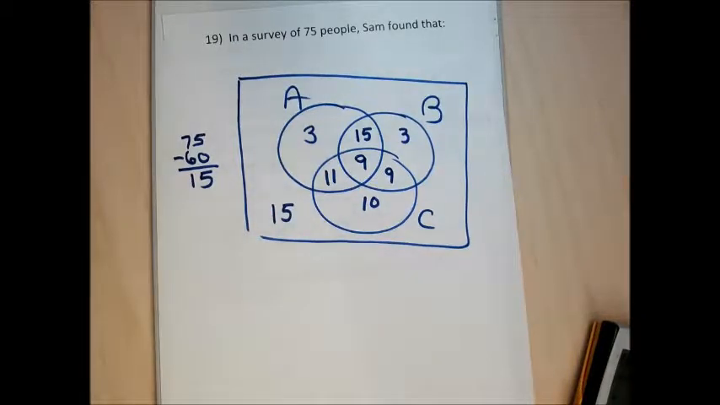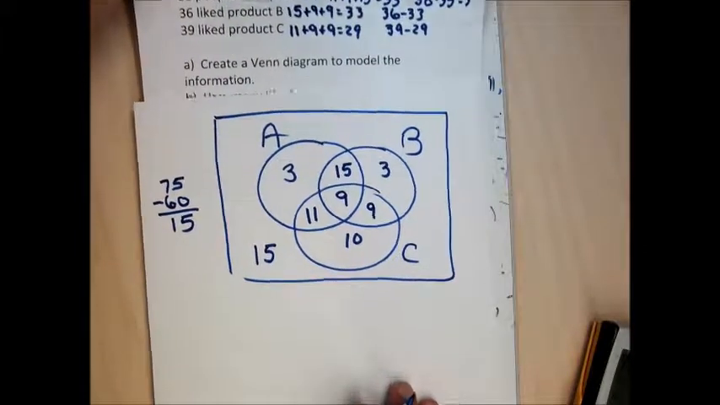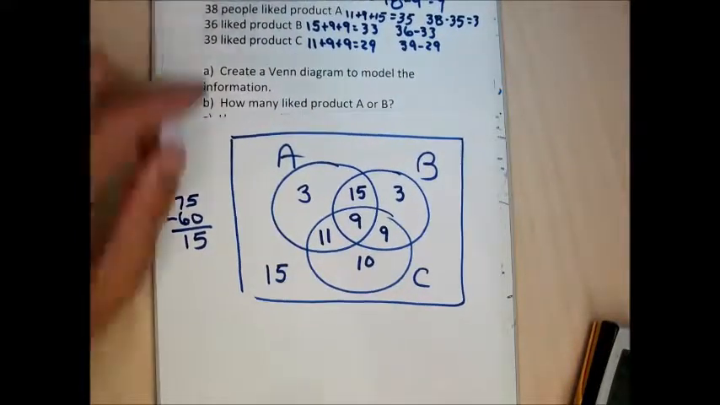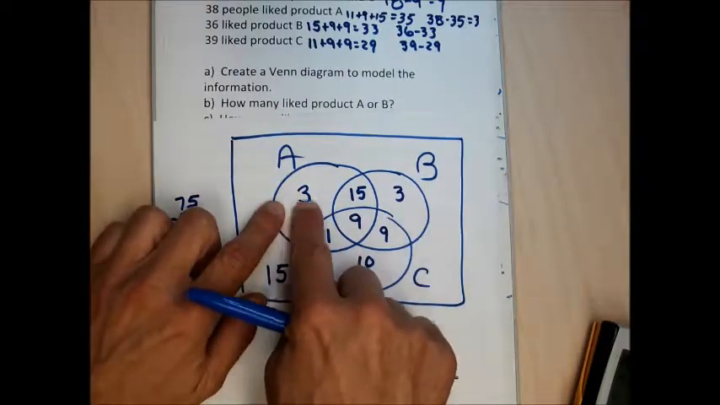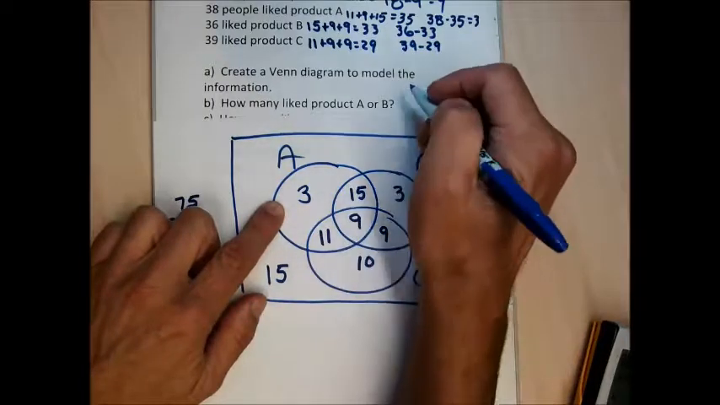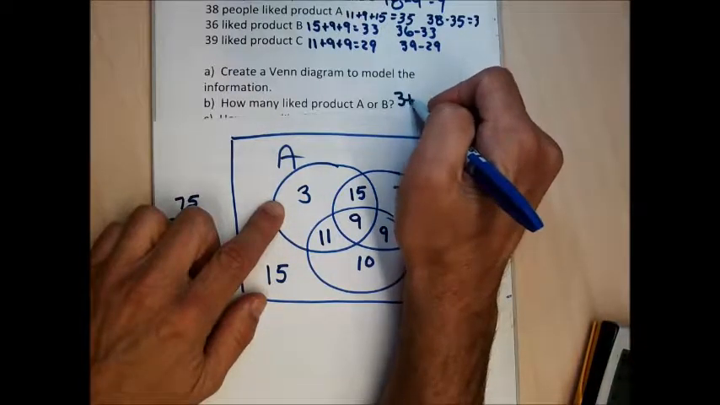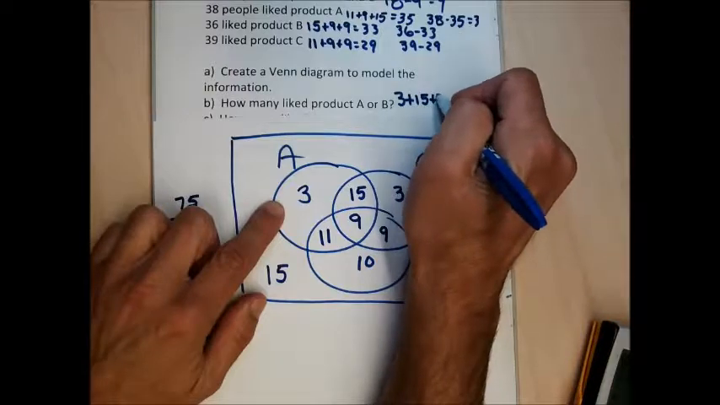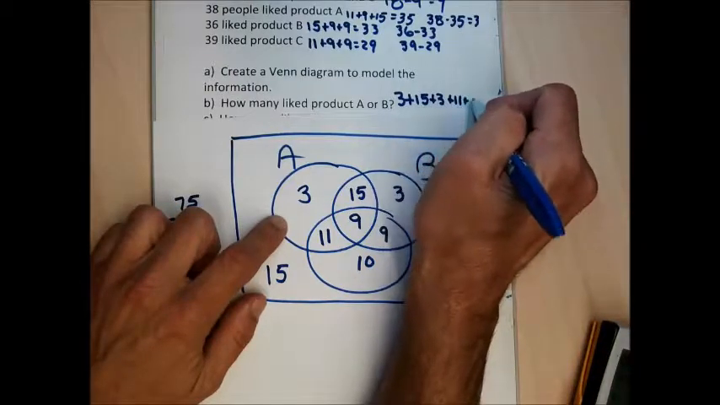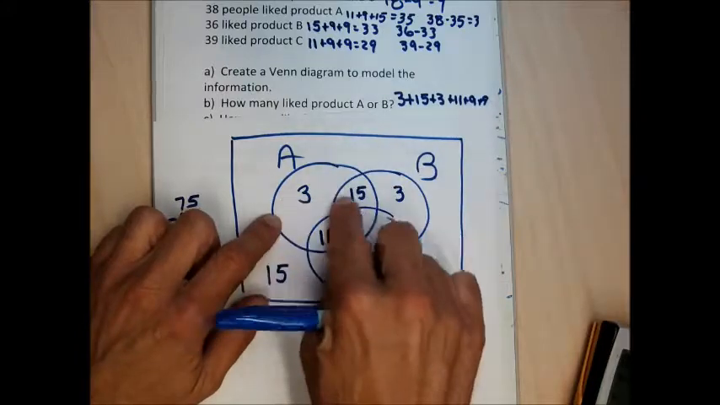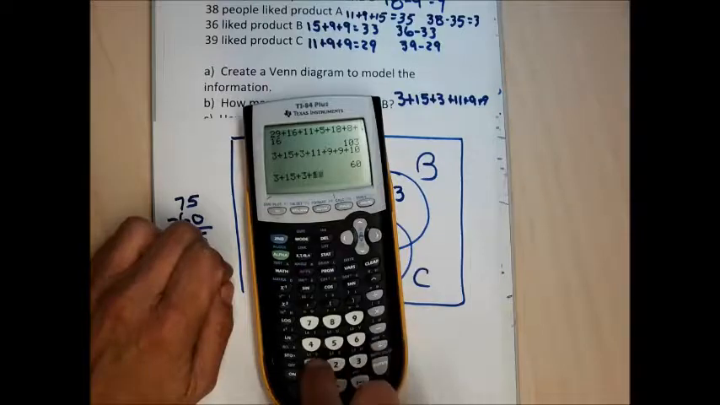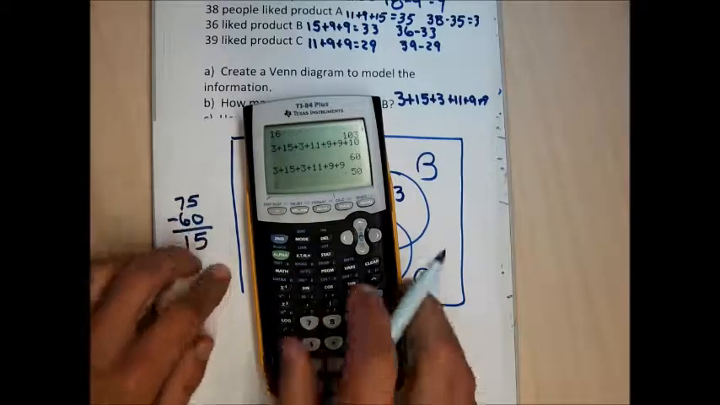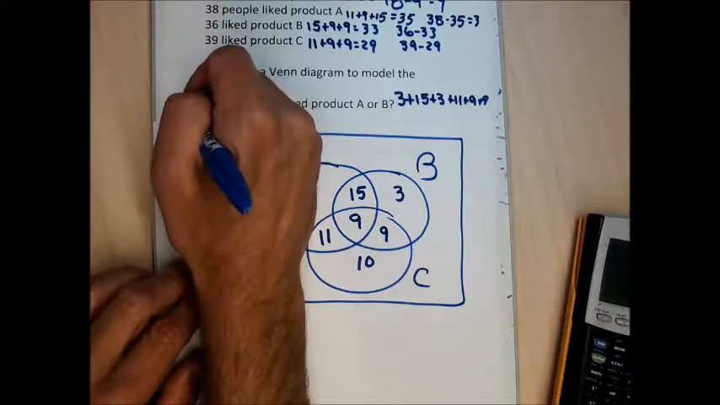So that should be my Venn diagram for question 19. Now I need to just logic through the answers. So how many people like product A or B? That's adding up all the numbers in the A or the B circle. So 3, 15, 3, 11, 9, and 9. For ORs, you're just adding up any number in any circle with that name. So I went 3, 15, 3, 11, 9, and 9, and I get 50 for the answer to part B.